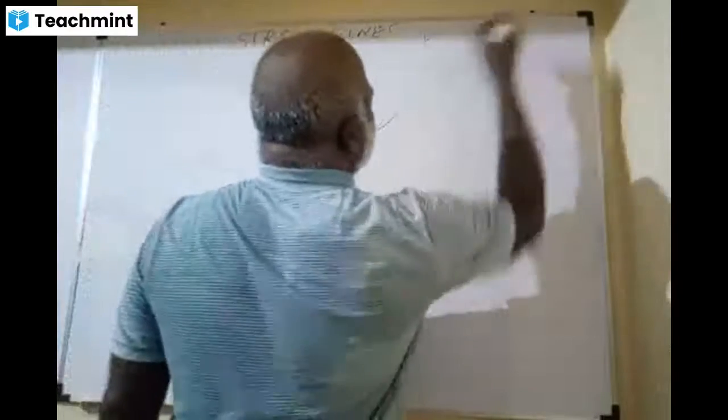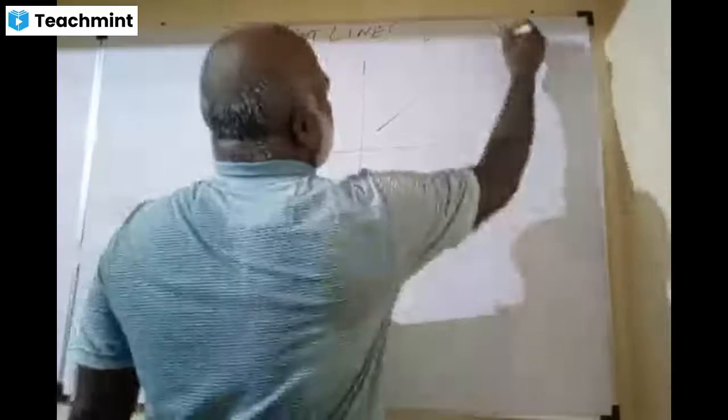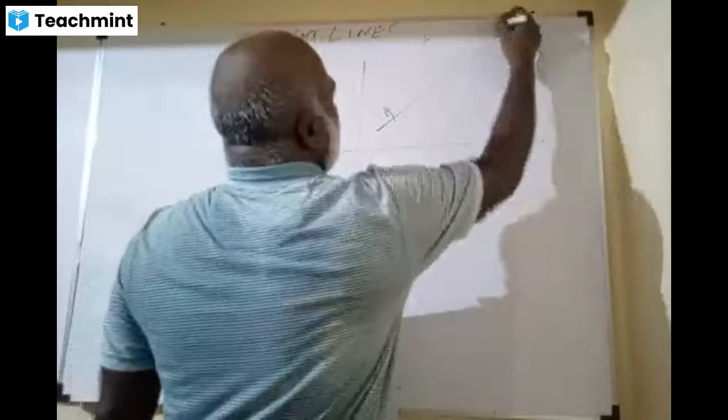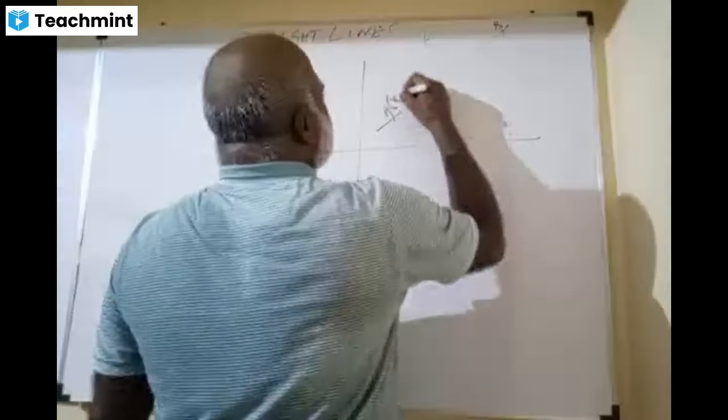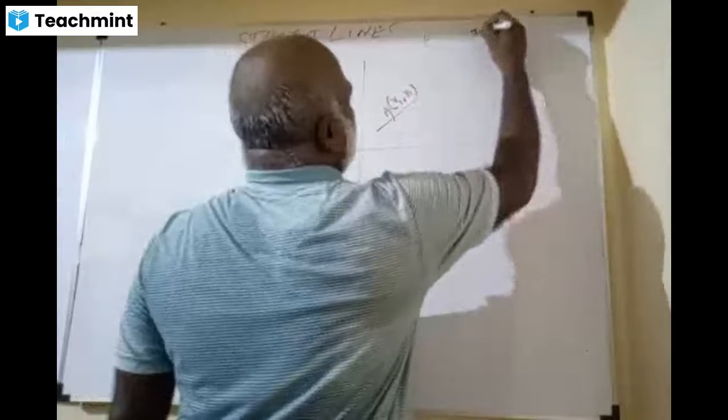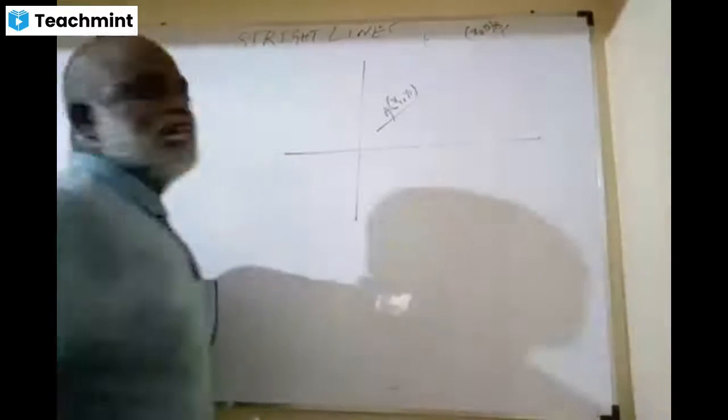This is my line. I don't have the inclination, I don't have the angle. But I have these points given, x1, y1 and x2, y2. These are the two points.